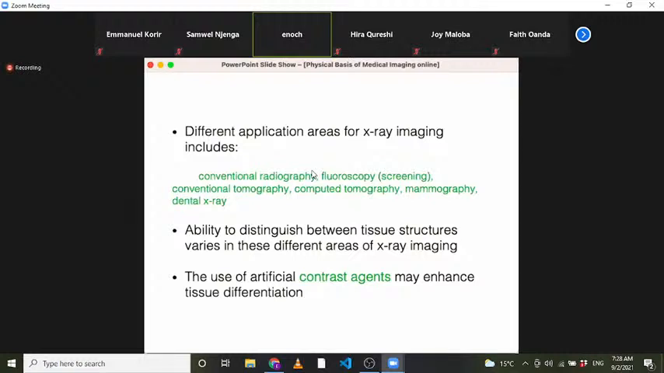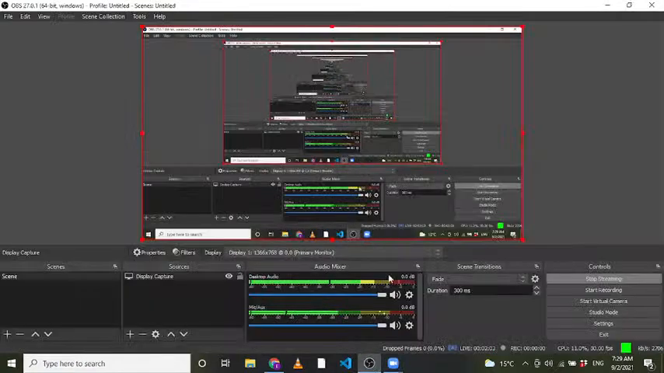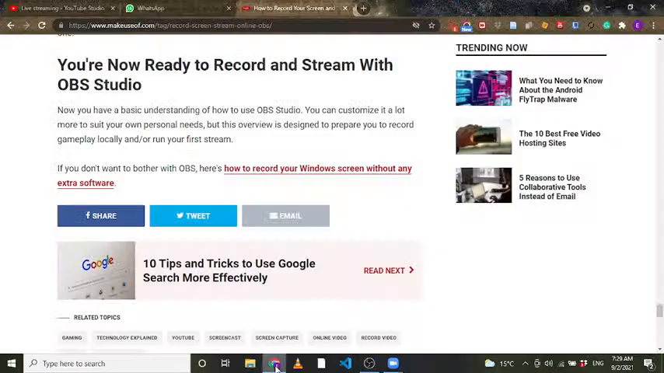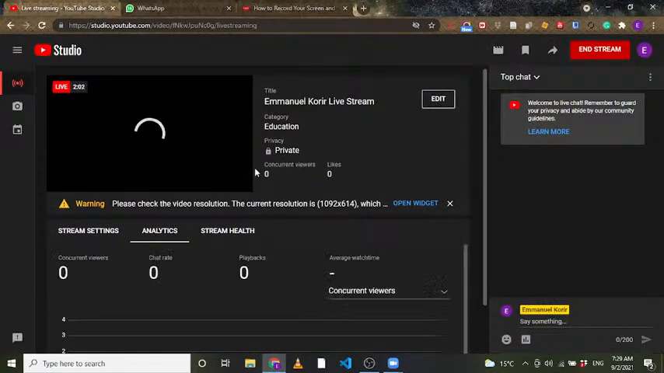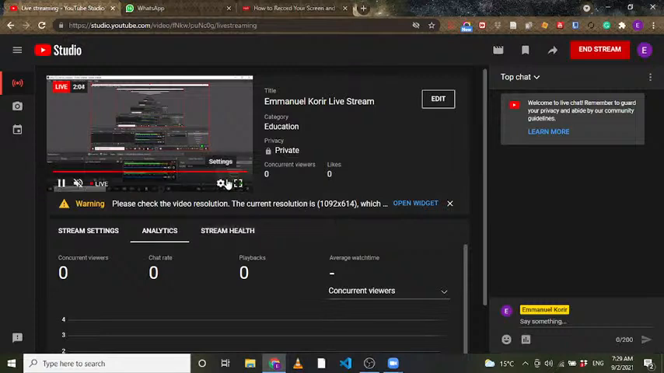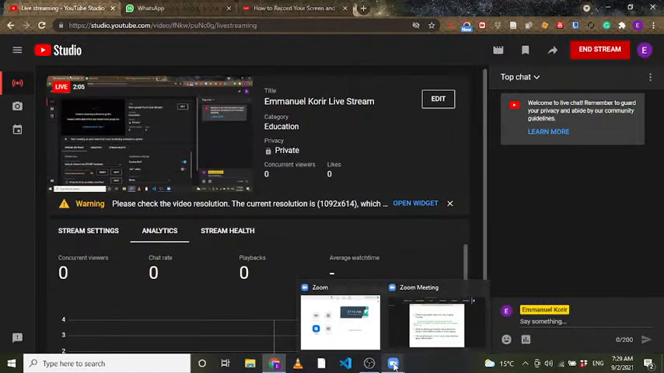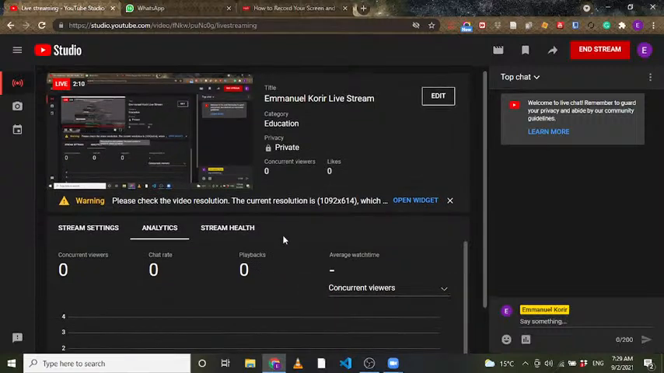And then the last one is dental X-ray. Whenever we have a problem with our teeth, we go to the dentist, and they can also use X-ray. So the ability to distinguish different tissue structures varies in the different areas. Like I said, CT, computed tomography, is very useful for soft tissue differentiation. Mammography also can be used. For purposes where you're having bone and soft tissue, conventional radiography is sufficient.